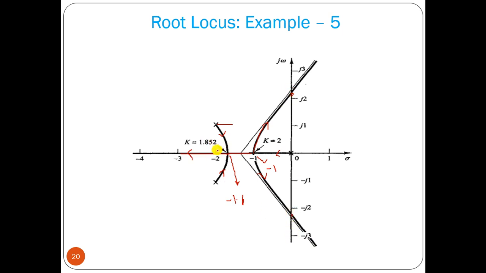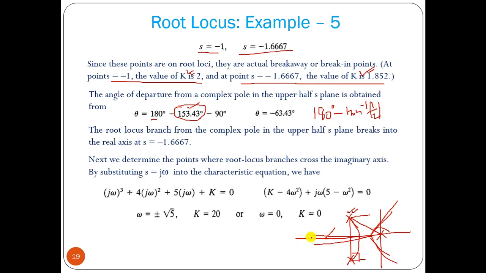Now we have 2 breakaway points. This is one breakaway point, another breakaway point. This pole comes here, breaks away, and goes along the 180 degree line. This pole comes here, breaks away, comes to the second breakaway point, breaks away and goes along this 60 degree asymptote line, and this pole comes here, breaks away, and goes along the 300 degree asymptote line. Like that, this is the problem.